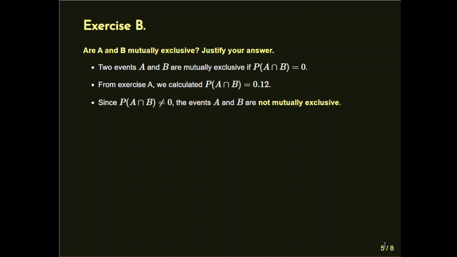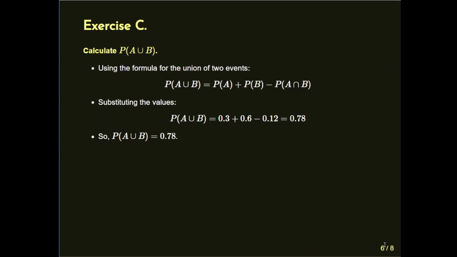Anyway, going back to the question, since A intersection B is not equal to 0, the events A and B are not mutually exclusive. And finally, calculate A union B.